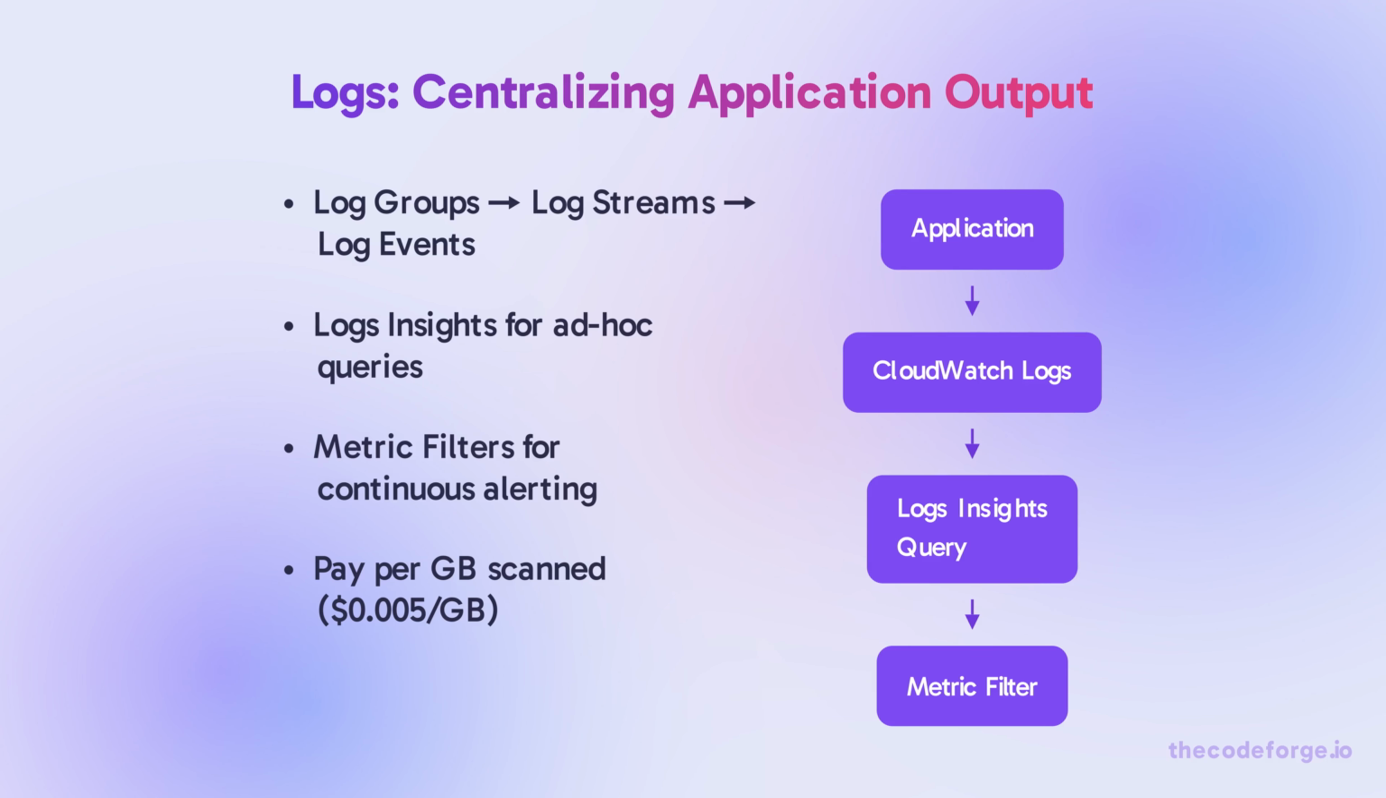CloudWatch Logs is where your application output lives. Log groups are top-level containers per application, log streams are individual sources, and log events are the individual lines. The real power is CloudWatch Logs Insights, a query language that lets you search across gigabytes of logs in seconds. Metric filters scan incoming log lines for patterns and convert matches into CloudWatch metrics, perfect for continuous alerting.